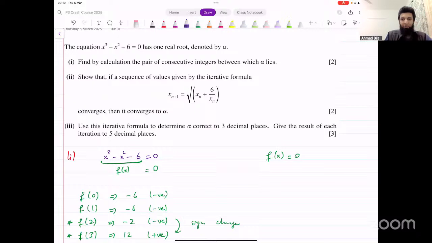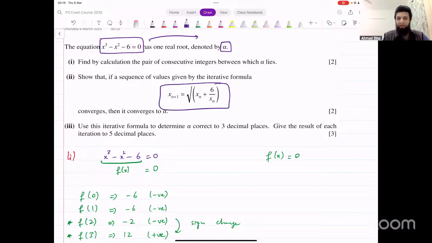Let's understand the question statement again. This is the equation that we have. We know that this equation has a root that is alpha, right? The equation has a root that is alpha. And then we have some iterative formula that they've given, and they are asking us to show that this iterative formula should give that same solution alpha. Now, how can we prove that without actually finding the value of alpha? Because we have to do that in the next part, right? So without finding the value of alpha, how can we prove that this iterative formula is also going to have the same solution?